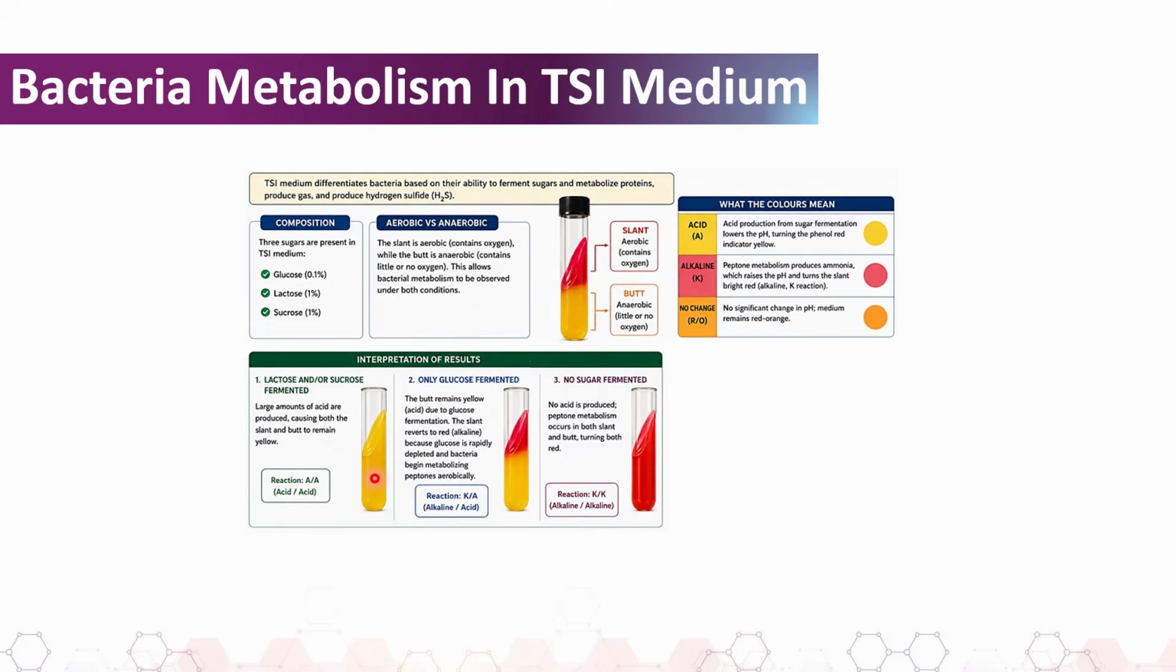So when no sugar is fermented, no acid is produced, and as a result, only peptone is metabolized. As this occurs, an alkaline byproduct will be produced, and this will cause both the slant and the butt to change from the orange to red color, or red to yellow color, to a deep or bright red color as shown over here.